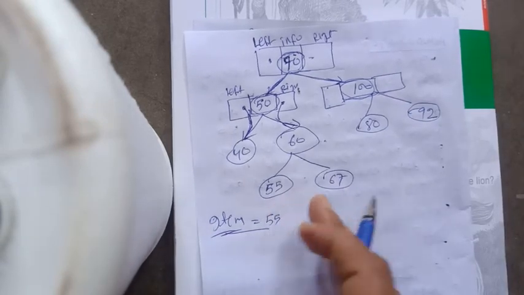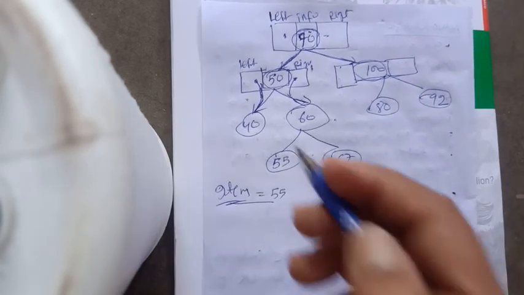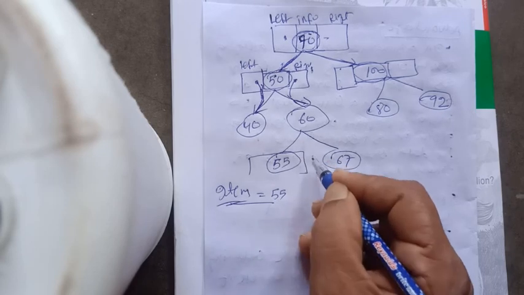And for a leaf node, the left child pointer and right child pointer contain null. Now let us assume this one is a leaf node.